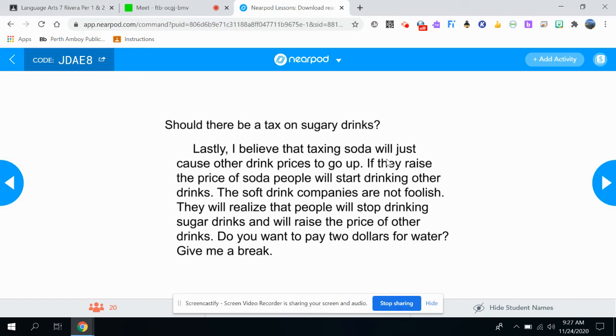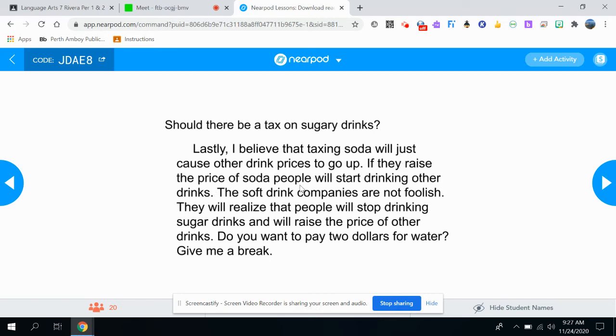Okay. Should there be a tax on sugary drinks? So if this was the topic of the essay, this would be the last body paragraph. So lastly is my transition. I believe taxing soda will just cause other drink prices to go up. That's my reason. And then everything else here is going to be details, and all these details have to support this idea of drink prices going up. My details here should not be about anything else but drink prices.